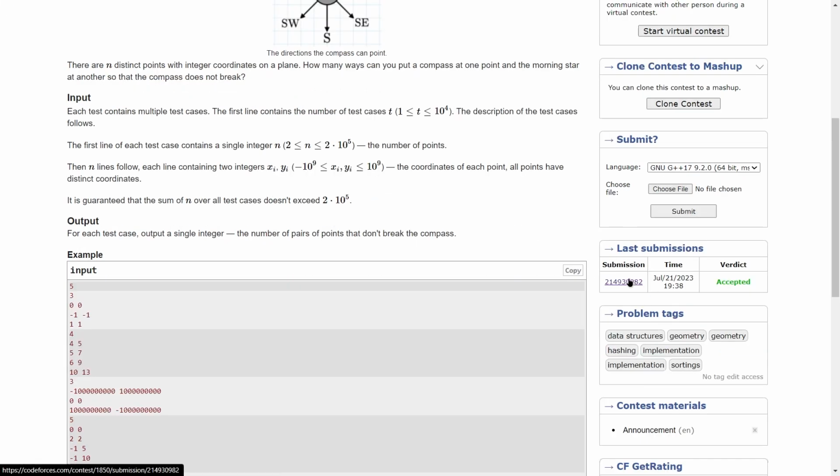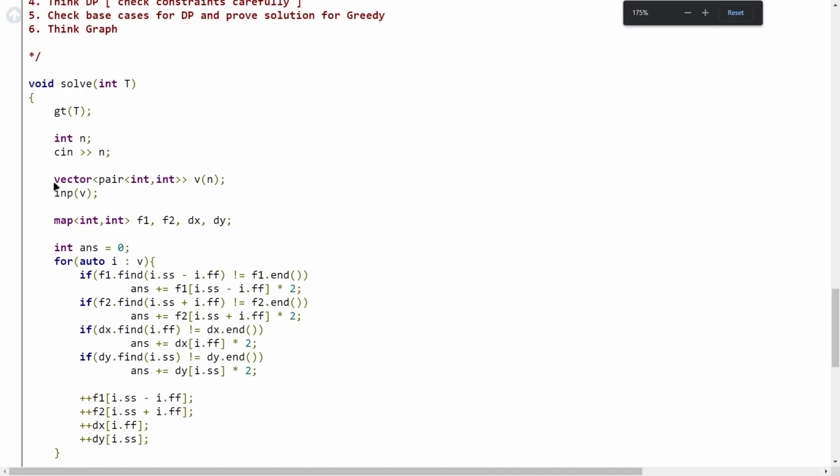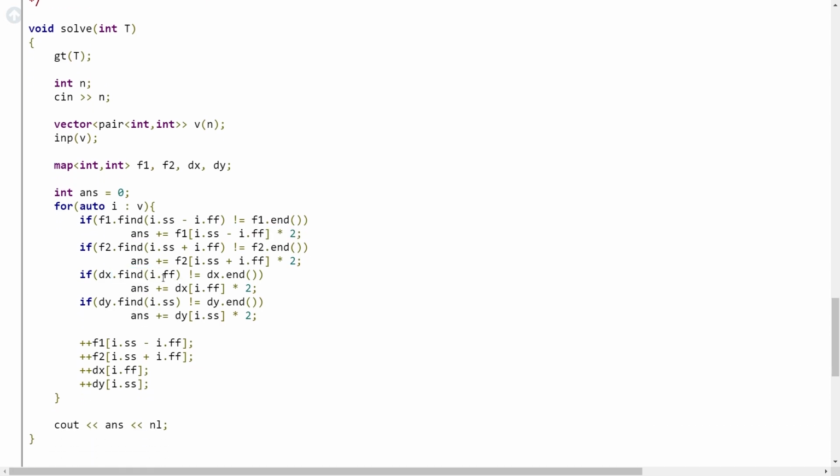So let me just show you the code for this particular problem now. What I have done is I have created a vector of pairs and I have taken input in the vector, and I have created 4 maps. So this is basically going to store all those 4 values and I am going to count it. I am just going to initialize my answer with 0 and traverse the map, and for the map f1 I am going to store the difference, for the map f2 I am going to store the sum, for the map dx I am going to store the x coordinate, and for the map dy I am going to store the y coordinate, right?